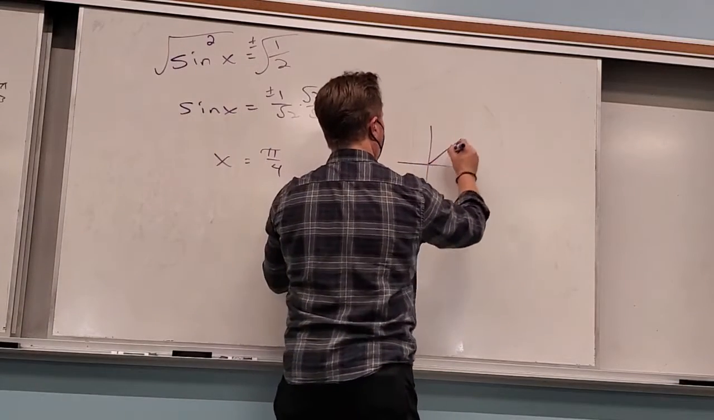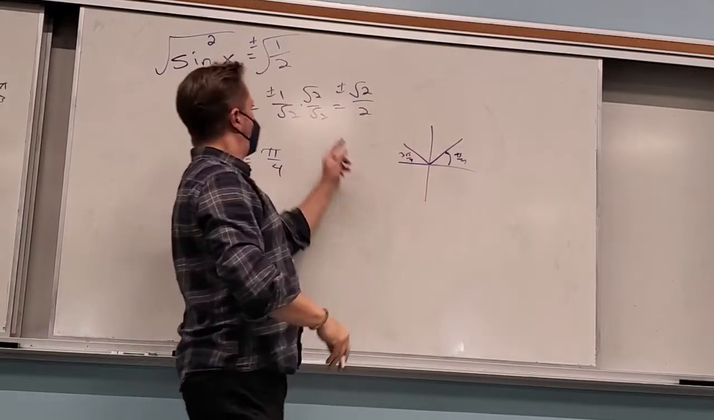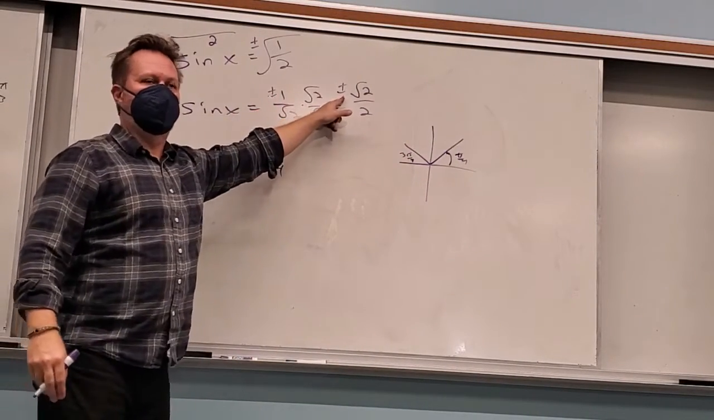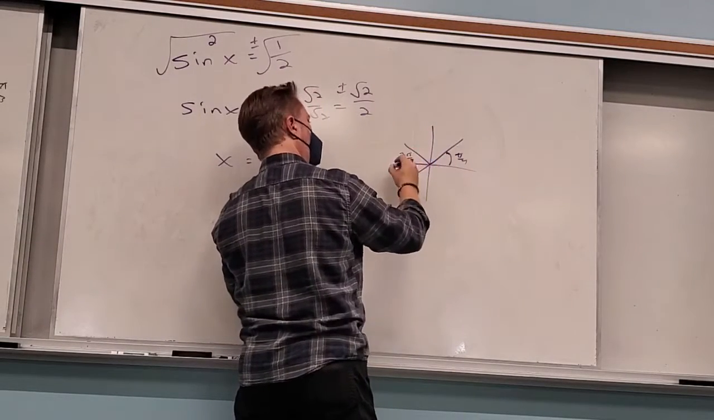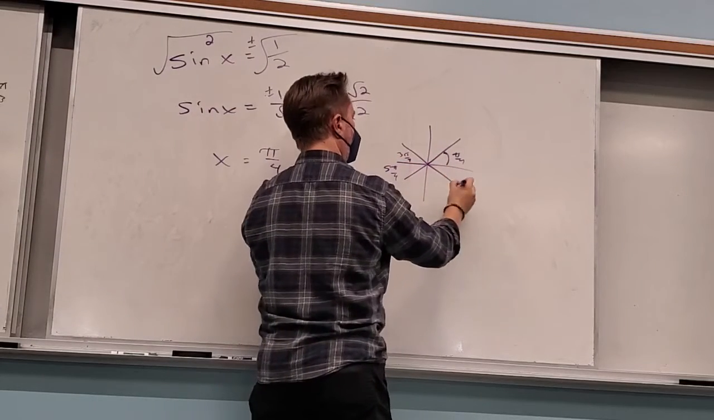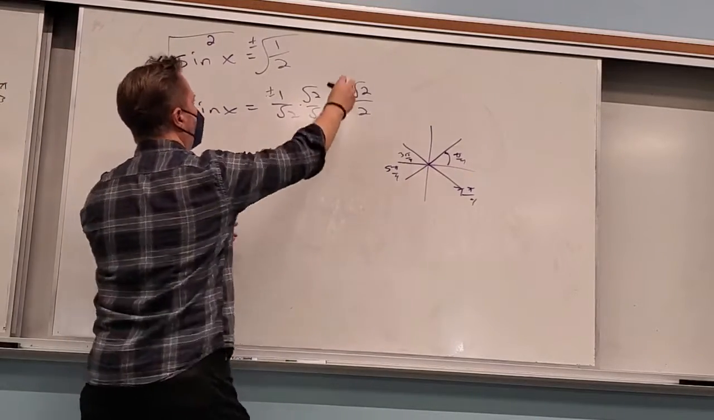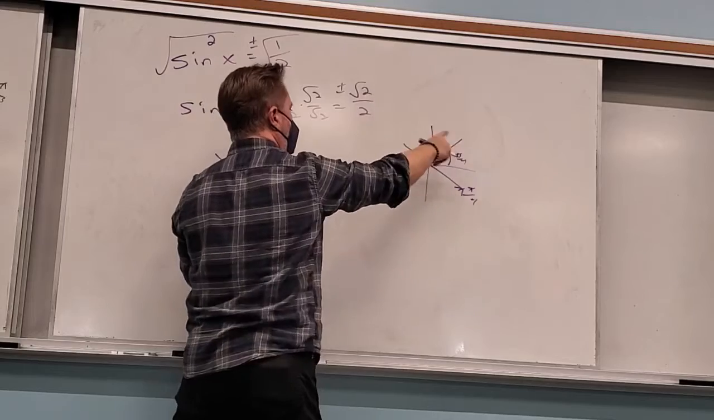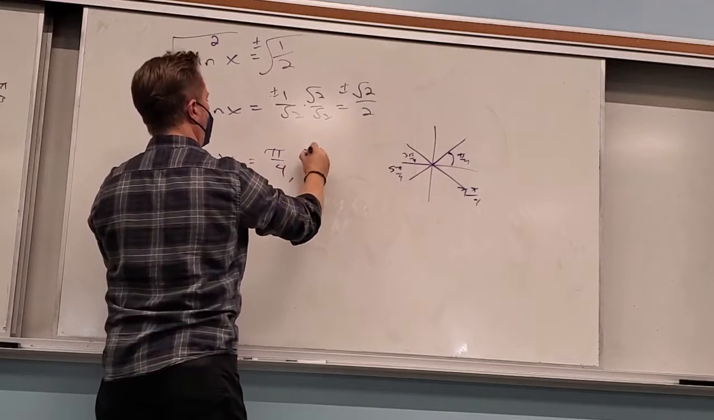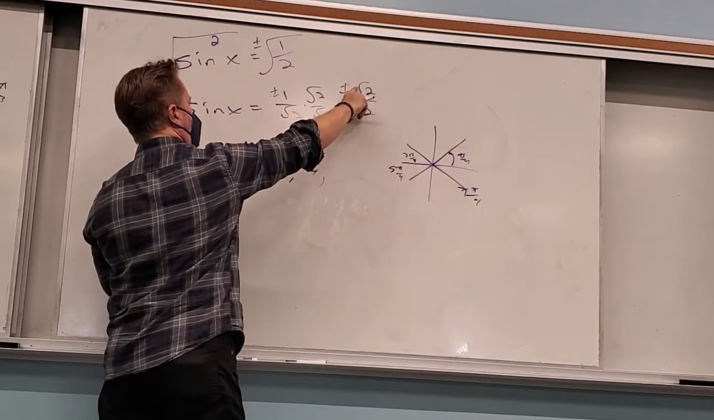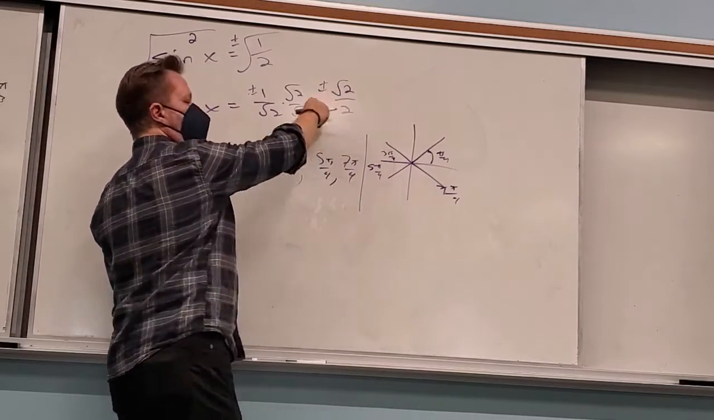Isn't sine positive here and here, right? But it could be negative, right? Where's it negative? 3 and 4. 5 pi over 4, right? 7 pi over 4. Okay, so let's write those down real quick. So if the problem said between 0 and 2 pi, these would be my answers. My answers would be pi over 4, 3 pi over 4. That's when it's positive. 5 pi over 4, 7 pi over 4. That's when it's negative.